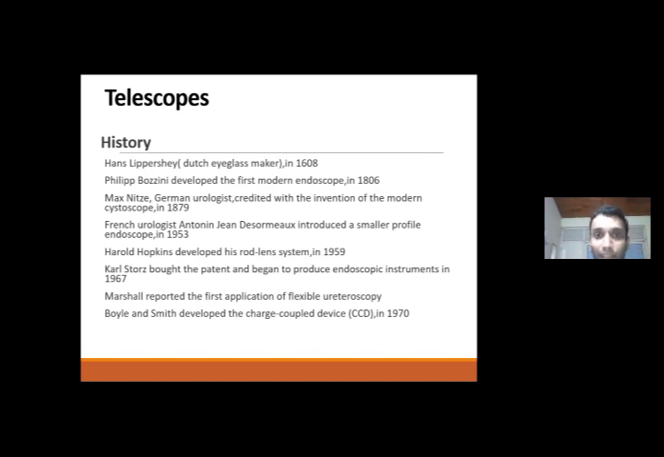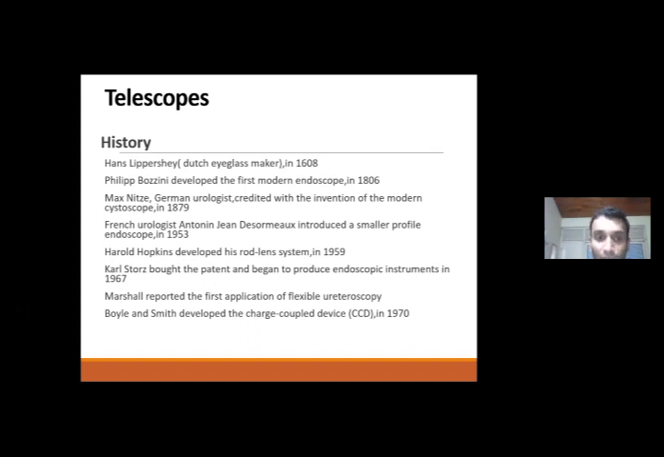The history of telescopes: Hans Lippershey found the endoscope in the 16th century. Then Philipp Bozzini developed the first modern endoscope in 1806. Then Max Nitze, the German urologist, was credited with the invention of the modern cystoscope in 1879. Then the French urologist Antonin Jean introduced a smaller profile endoscope in 1953. Until then, it was used as a diagnostic tool.